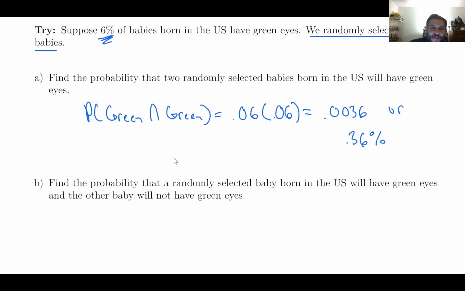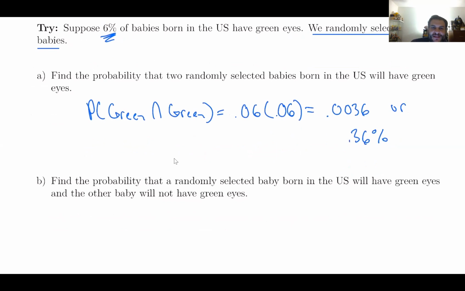All right, so let's do B. For B, it says find the probability that a randomly selected baby born in the US will have green eyes and the other baby will not have green eyes. So pretty much we want the first baby to have green eyes. And if you look at this, it says not. Not is telling us we're finding the complement.